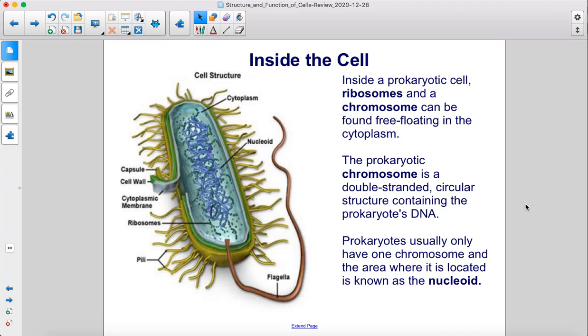Inside a prokaryotic cell, ribosomes and a chromosome can be found free-floating in the cytoplasm. The prokaryotic chromosome is a double-stranded, circular structure containing the prokaryote's DNA. Prokaryotes usually only have one chromosome, and the area where it is located is known as the nucleoid.